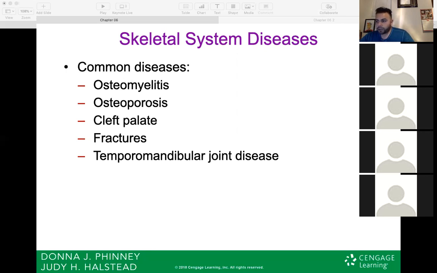Temporomandibular joint disorder is a degeneration of a joint where the mandible articulates with the temporal bone. So that's this joint back here. When you open and close your jaw, there's cartilage around there. Sometimes that cartilage can break down and we get popping and clicking in the jaw that some people refer to as TMJ, and it's actually TMJ disorder.